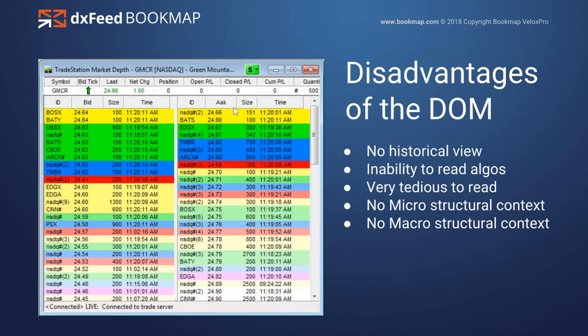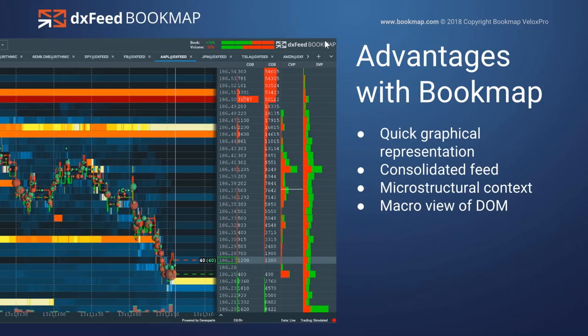Well, the disadvantages here in the dome: first off, there's no historical view. When these numbers change and these liquidity providers pull or add more liquidity, it's updated, but you don't know what it was before unless you memorize it. That's a disadvantage. That does not allow you to read algorithmic activity, for example. It can be hard to even track some of the larger players sometimes. It's very tedious to read the numbers all day long. You definitely do not see microstructure or macro structure. It's very difficult to put that together in your head, where they're bidding, where they're offering, and what that structure might look like, like a double bottom, for example, or head and shoulders, or whatever it might be.